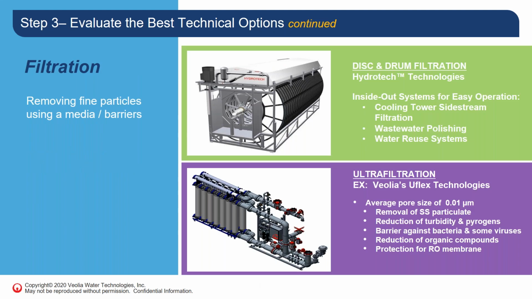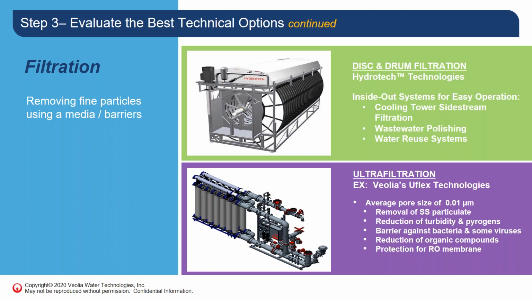The next step that you would be embarking upon would be filtration. So now we've got all the large particles out of the stream. Now you need to get down to a smaller level and filter out smaller particles. On the top of this slide, we have a picture of a disc filter, which is Veolia's Hydrotech disc filter. This technology allows you to get much more granular on a particle size basis. It's excellent for use in cooling tower side stream filtration and both wastewater and water reuse systems from a polishing standpoint. The unit operates on a concrete pad.